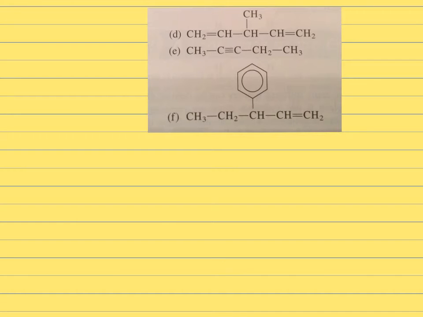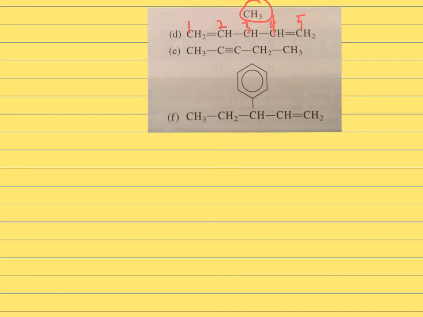First I'm going to count up the longest chain of carbons. So I got carbon 1, carbon 2, 3, 4, and 5. I see there's a double bond between carbon 1 and 2 and 4 and 5, and there's a methyl group coming off of carbon 3.